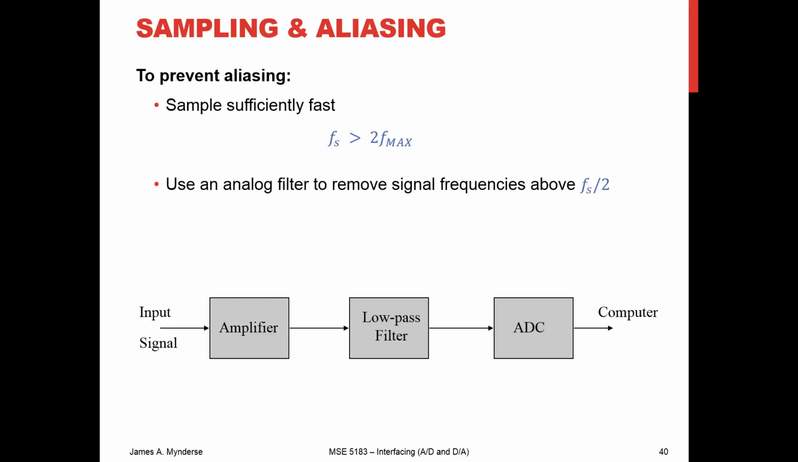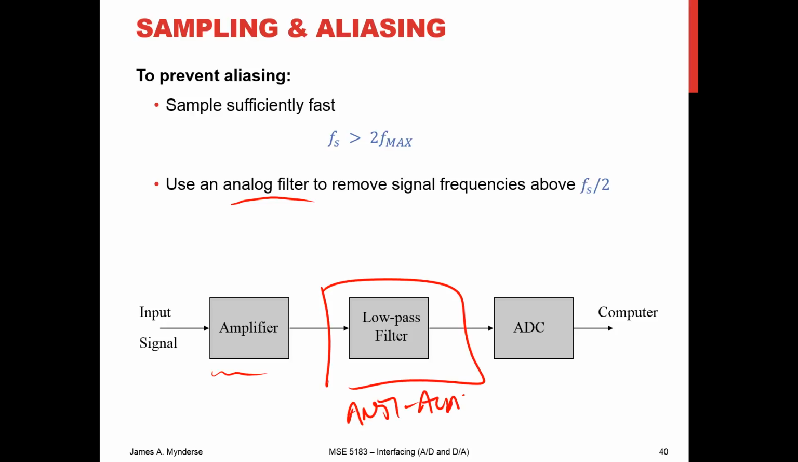And then we also want to put in an analog filter to remove signals higher than the sample rate divided by 2. So we will have our amplifier for our signal, and then we'll have this low pass filter, also called an anti-aliasing filter. That's our anti-aliasing filter. And then our ADC. And a lot of ADCs will have an anti-aliasing filter built in. But if it doesn't, you need to put one in.